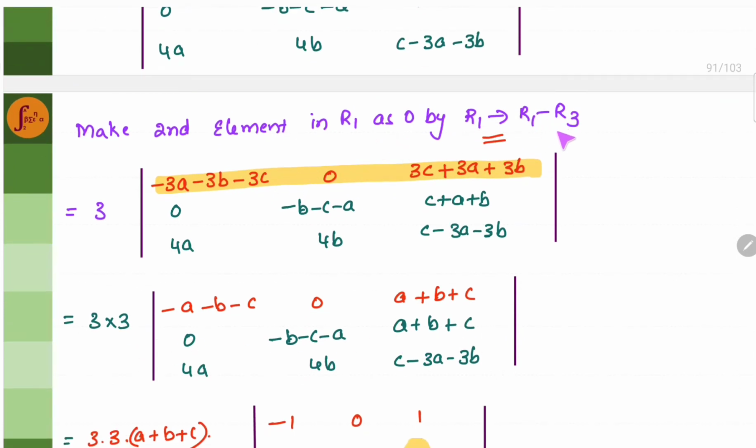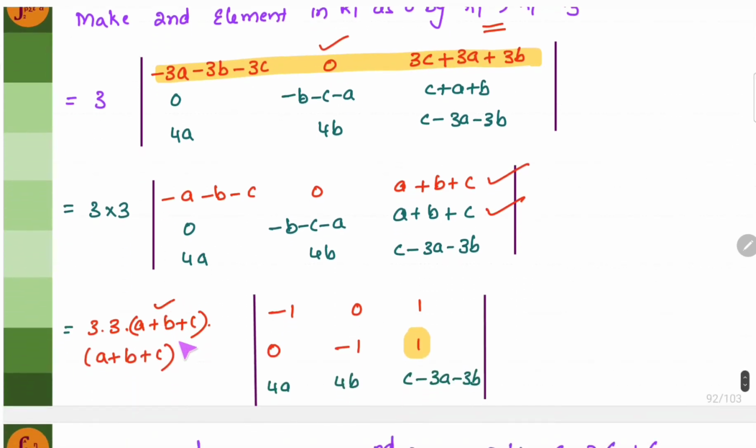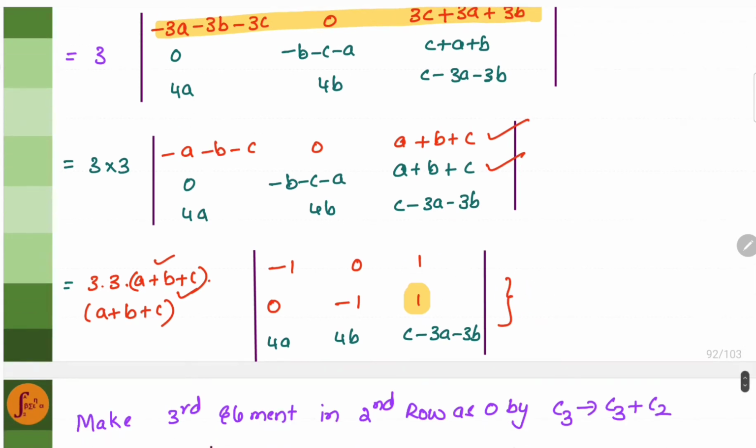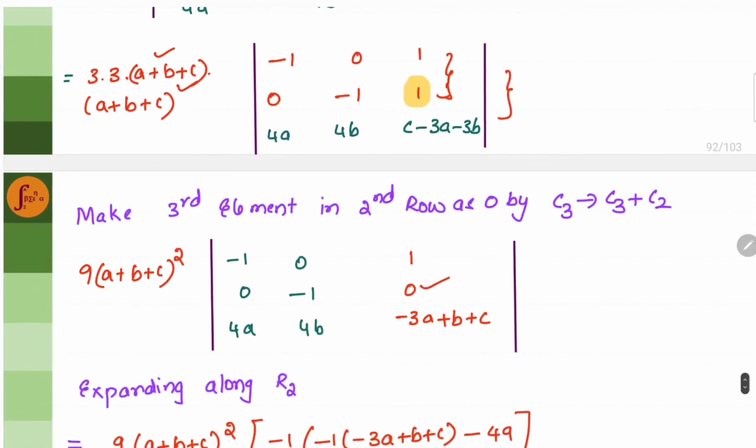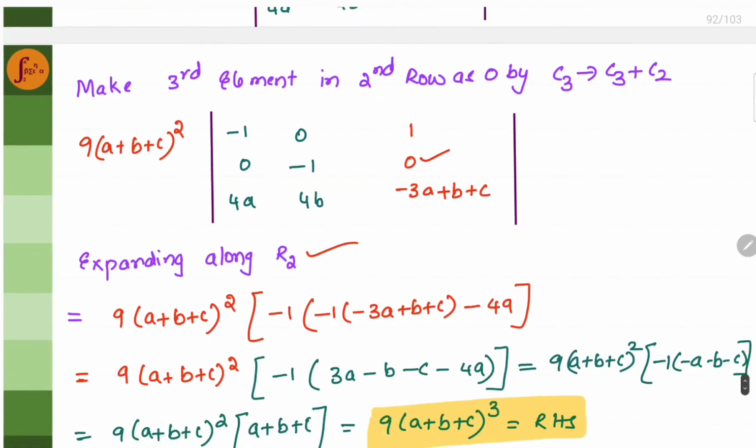You can also do a row 1 operation, make this element 0. Here also you get A plus B plus C. So this row also has A plus B plus C, this row also has A plus B plus C. So you can take the common factors out, and then you'll get this particular determinant. This is far more simplified, but still you can simplify. You can make this 0, 1 minus 1 is 0, right? You can take this element and make it a 0. So we have made this element 0. Now you expand and find the determinant.